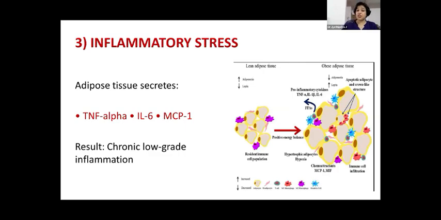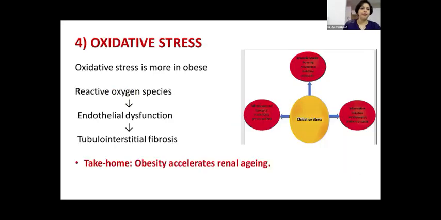And inflammatory stress is yet another pathway. See, adipose tissue secretes pro-inflammatory cytokines like TNF-alpha, IL-1 beta, interleukin-6, MCP-1. So obesity is a state of chronic low-grade inflammation. This chronic inflammation and insulin resistance both predispose the individual to a higher incidence of renal cell carcinoma.